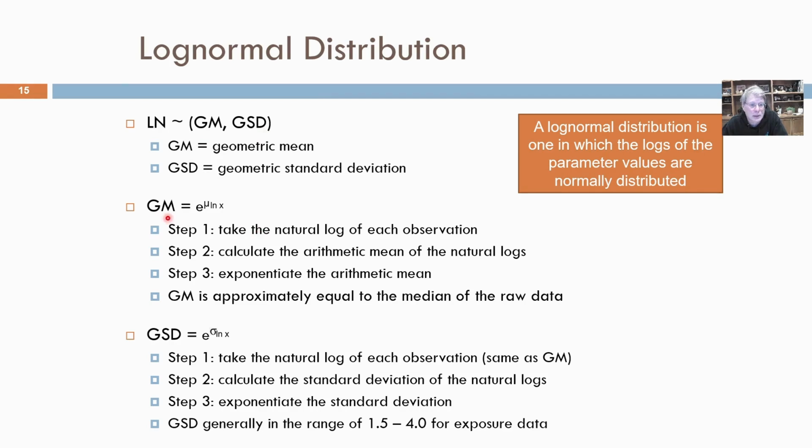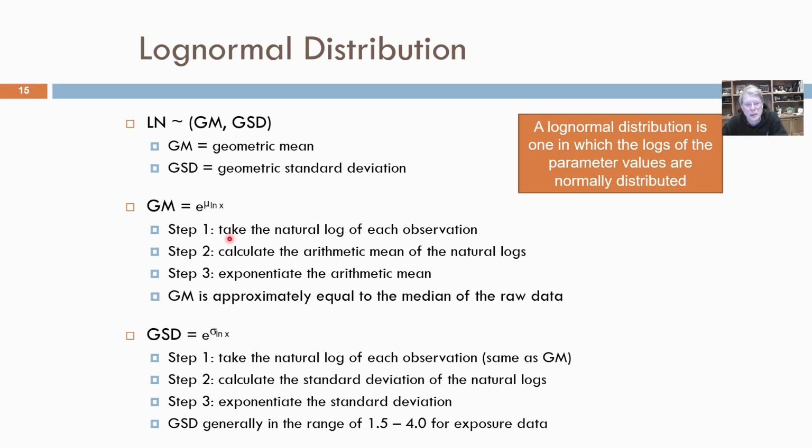The geometric mean is simply the mean of the natural logs exponentiated. That's what this e raised to the mu ln x is, where ln x means natural log of a value. The mu means the mean of all the natural logs, and e raised to the mu of natural log x is simply that: exponentiate the mean of the logs.